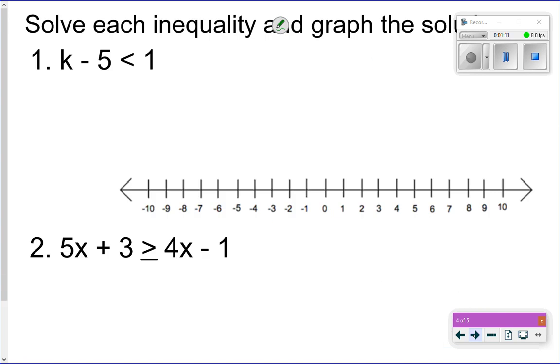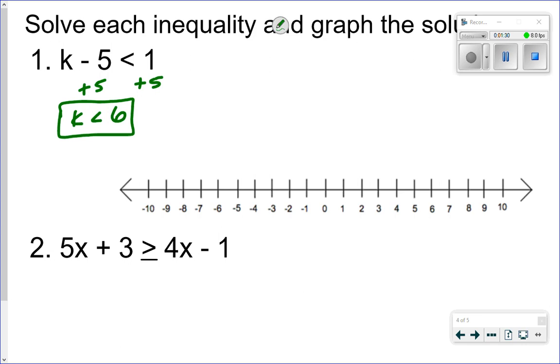So number 1, we've got k minus 5 is less than 6. We've already got a number line drawn there for us. So all we have to do is solve for k. I'm going to add 5 to both sides. So I've got k is less than 6. This is part of my solution, so I'm going to put a box around that, but then I also need to graph it.